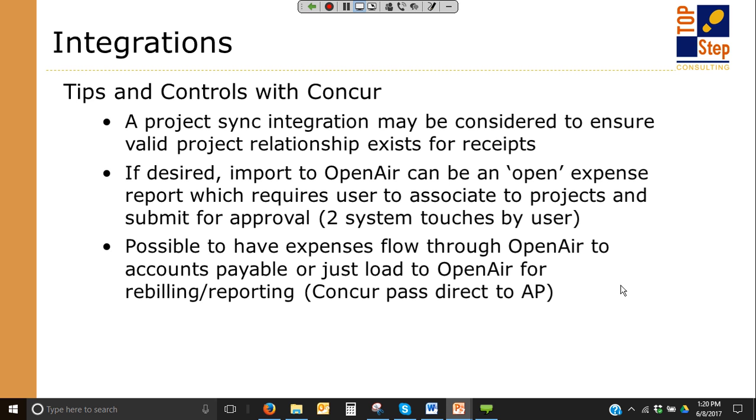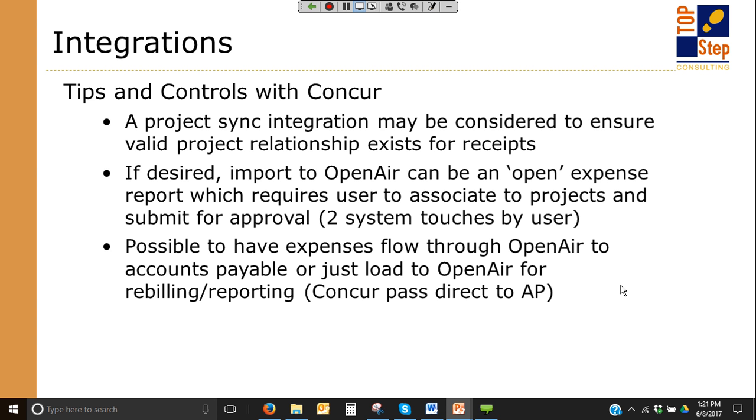If you don't want to do that project relationship or make Concur project smart, what ends up happening is you end up loading the expense item as an open expense report in OpenAir with no project relationship, and the person who owns that expense report has to come into OpenAir and associate it. So that person ends up touching two systems. They touch Concur for the initial entry, and then they have to touch OpenAir to submit it and associate it to projects. So just keep that in mind when you're dealing with users and the time it will take for them to deal with two systems there.